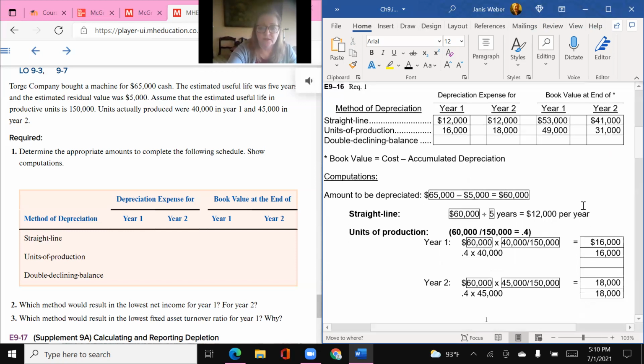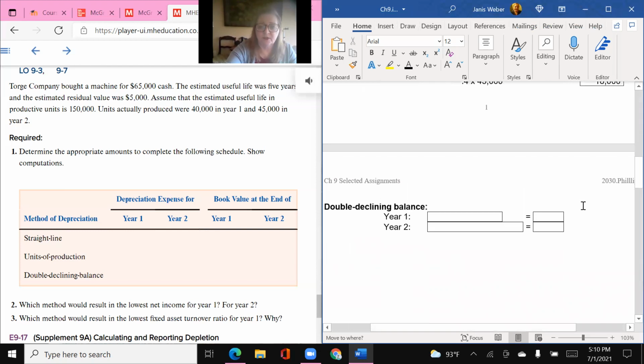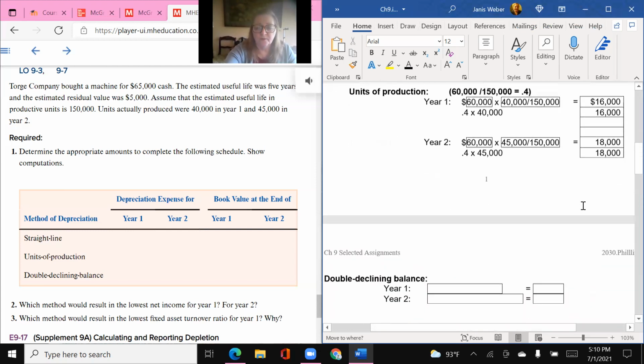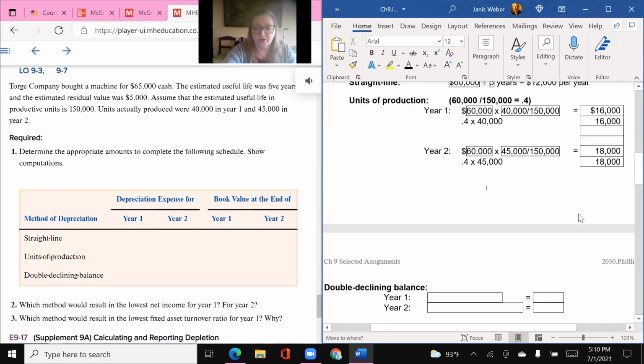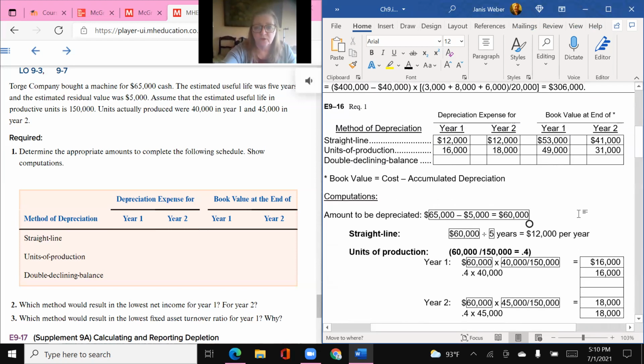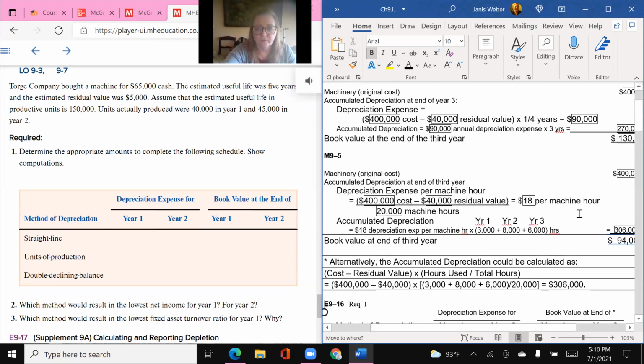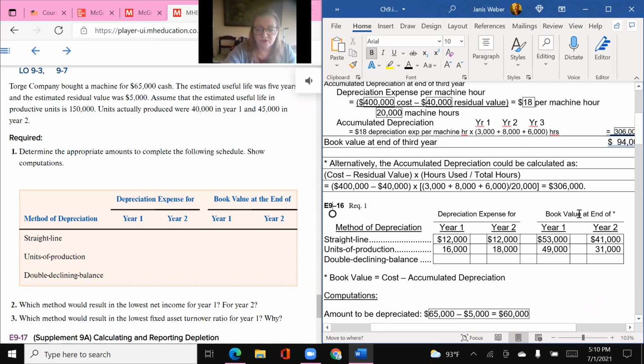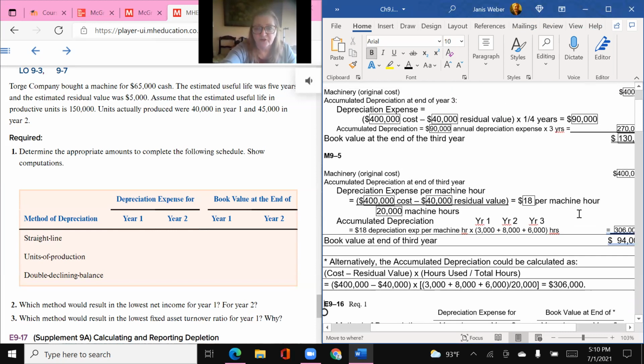Those are the first two methods. So the third method is the double declining balance. And on this one, let me see how they did it. And then I may have to come back and do it a different way too. Let me get me a new page here so I can see it together.